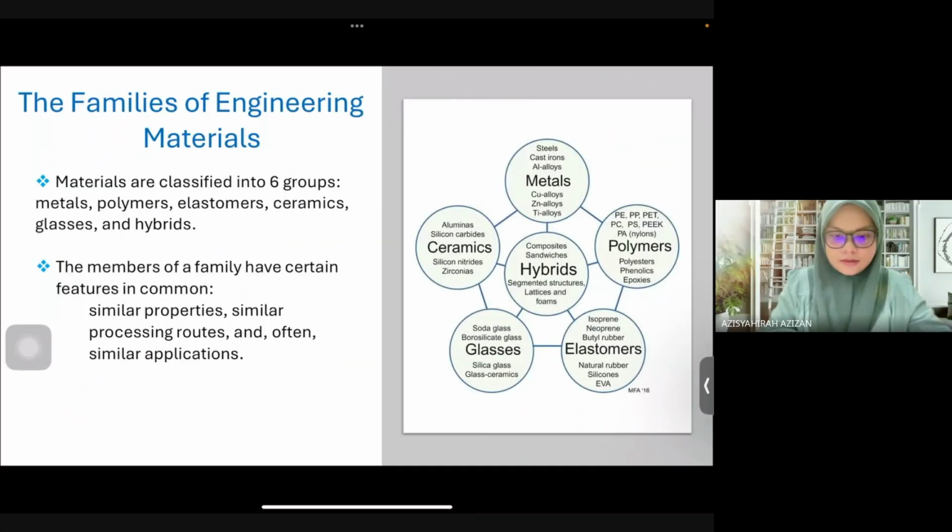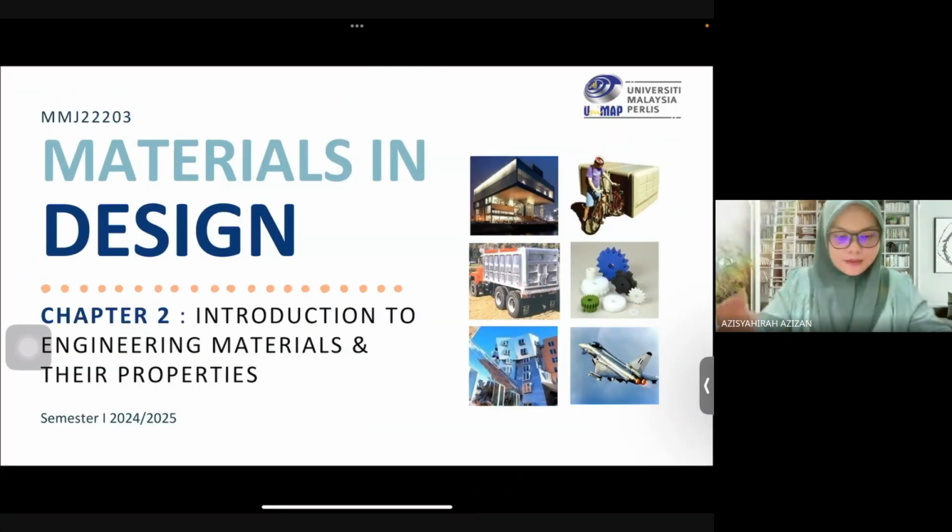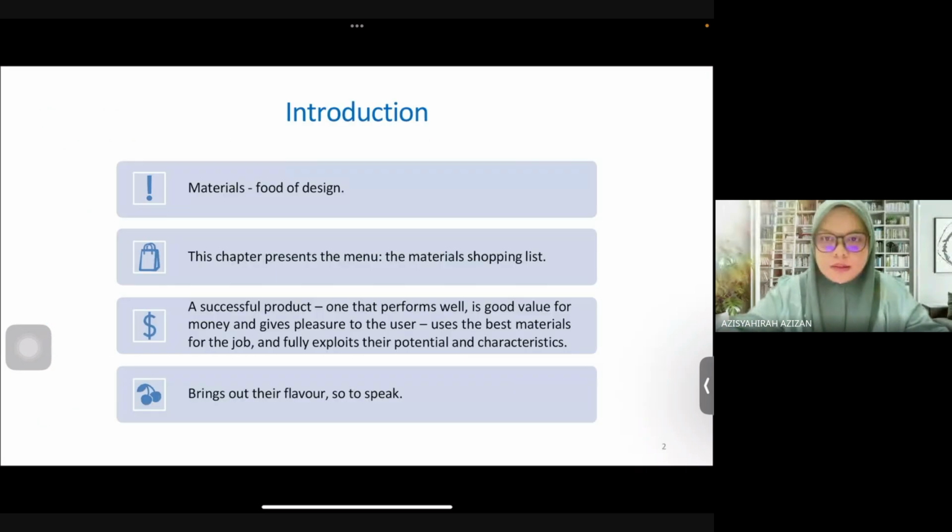The first slide, right? Okay, chapter 2, Introduction to Engineering Materials and Their Properties, right?